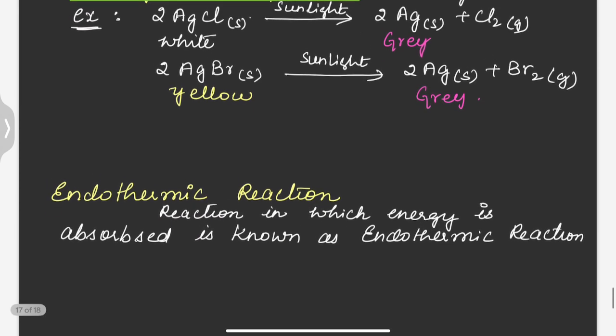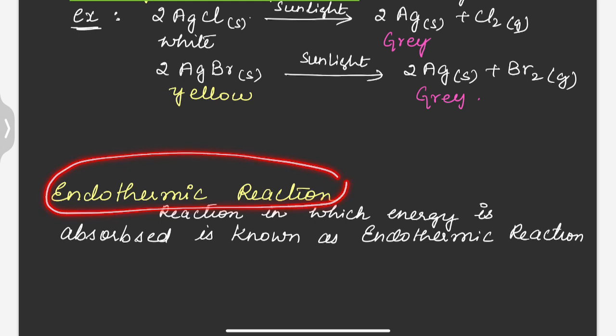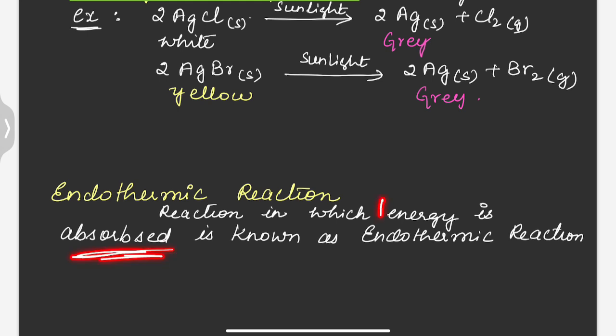And then one more term you have to learn, which is endothermic reaction. So endothermic meaning is, endo meaning is if the system absorbs heat. So thermic is heat. If the system is absorbing heat during the reaction, it is called as endothermic reaction. So here you can see a reaction in which energy is absorbed. So what kind of energy is it absorbing? Heat energy is called as endothermic reaction.